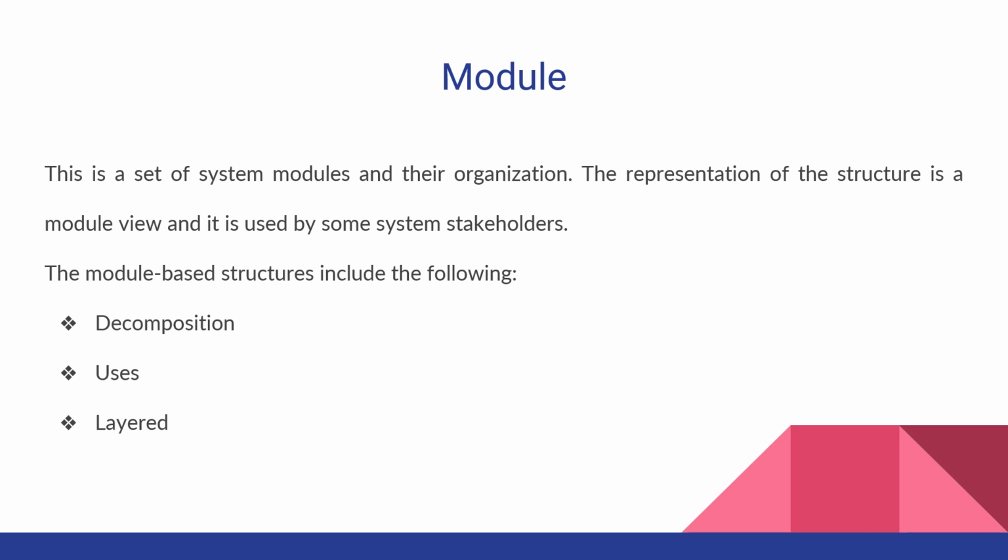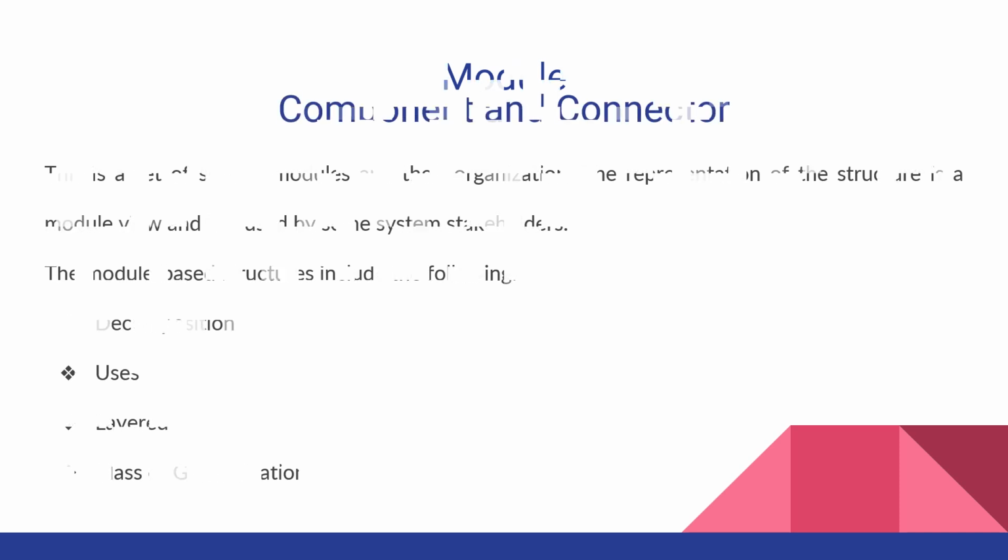Layered: uses relations structured into layers. Class or generalization: the modules of this structure are called classes. The relations are "inherits from" or "is an instance of."